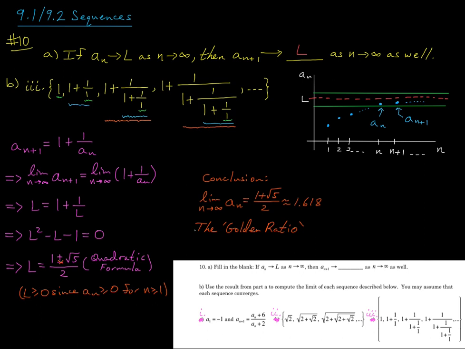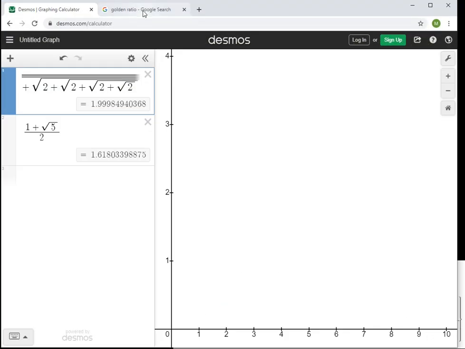Okay, this is what's known as the golden ratio. And by repeating this process, 1 plus 1 over 1 plus 1 over 1 plus, and so on, this is what's known as a continued fraction representation of the number, in this case, the golden ratio. Okay, so you might have heard of the golden ratio.